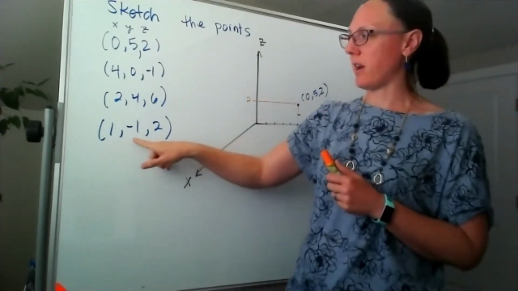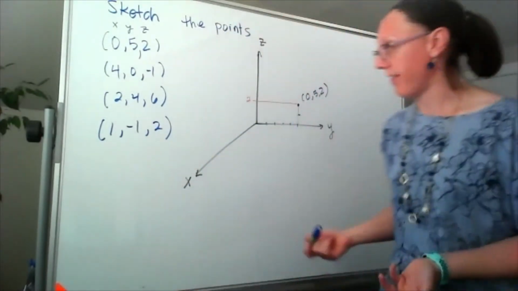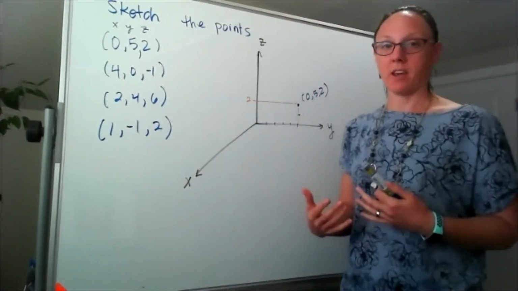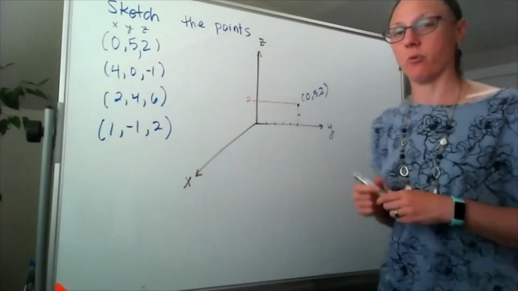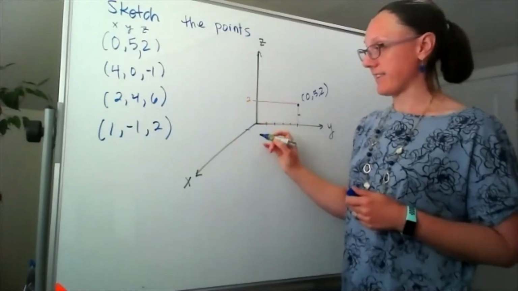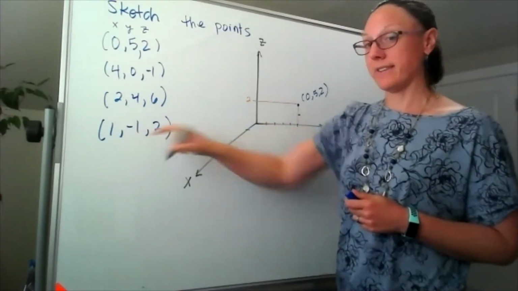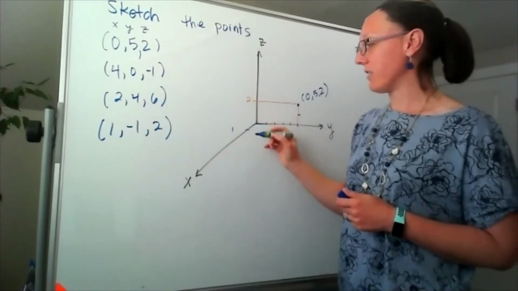Let's take this (1, -1, 2) and plot that point. So I'm going to follow the same rules. That's going to be my steps in the x direction, y direction, z direction. So I'm going to take 1 step forward in the x direction, and then 1 step to the left in the y direction, and then 2 steps up.